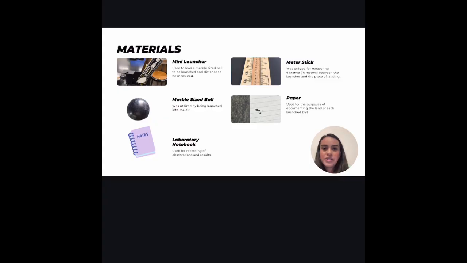So the materials that were used for this experiment were a mini launcher, which was used to load a marble-sized ball to be launched and distance to be measured. A marble-sized ball, which was launched. A meter stick was utilized for measuring distance in meters between the launcher and the place of landing. A paper was used for the purposes of documenting the landing of each launched ball, and a laboratory notebook was used for the recording of observations and results.